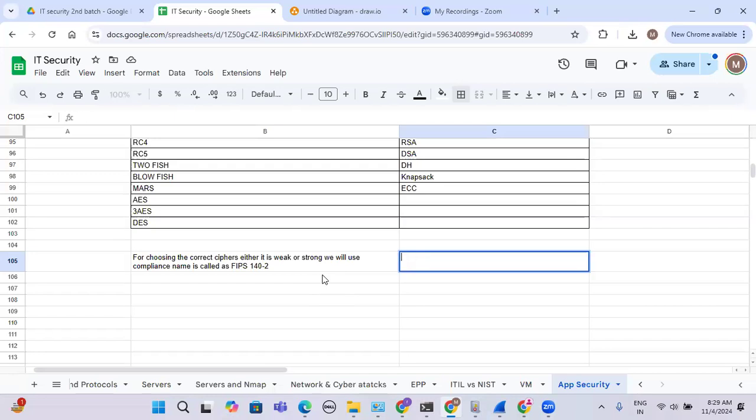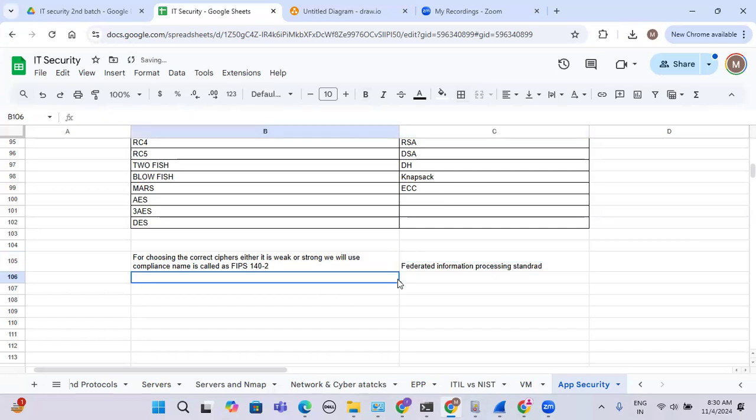Federated Information Processing Standard. So Federated Information Processing Standard 140-2. That is the overall full form of FIPS 140, and they gave the number. So we have 140-1 and 140-3 also. 140-3 is like the advanced one, and 140-1 is like a legacy one. These are all different versions, but we can use 140-2 or 140-3. That is the standard we can use.